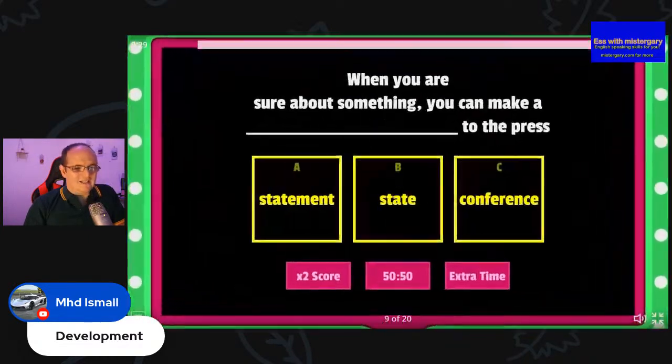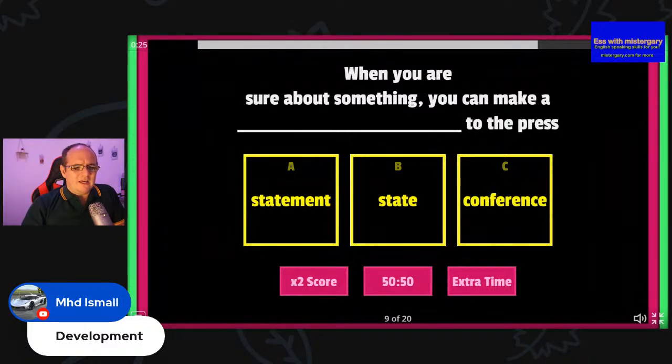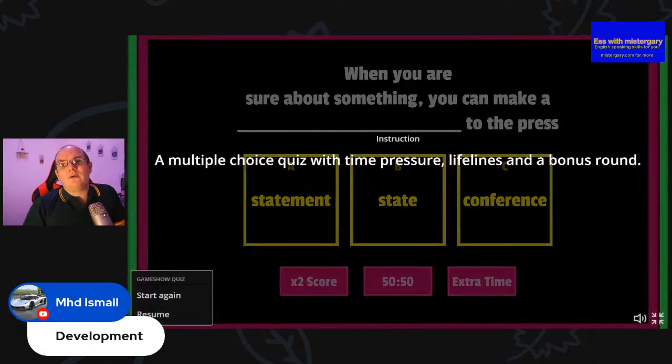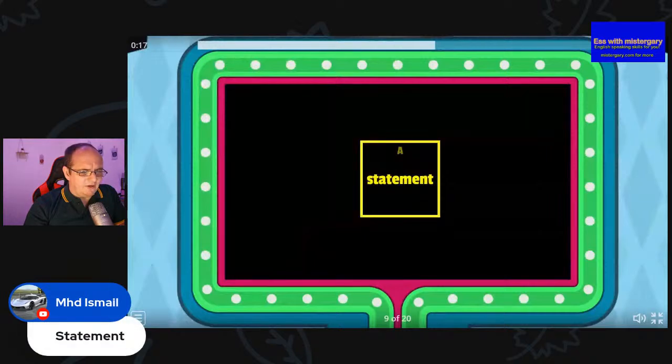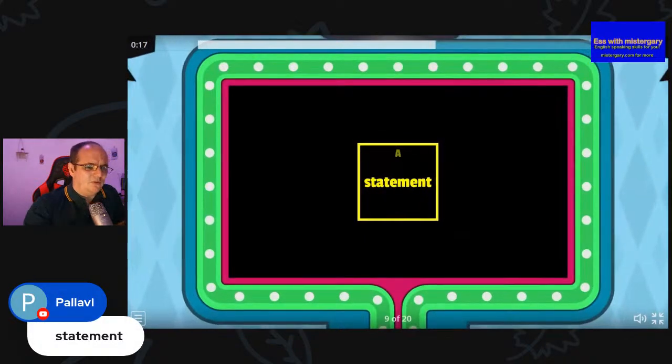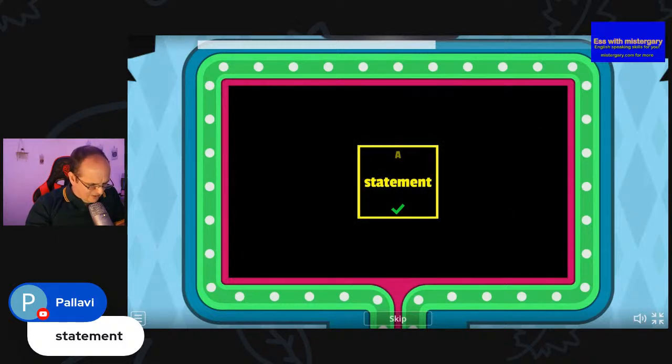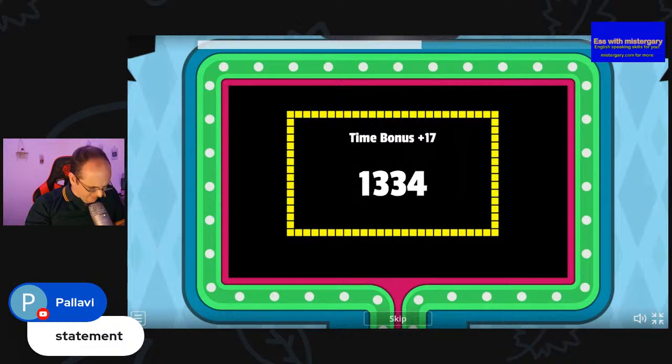All right, here we go. Number 9, guys. When you are sure about something, you can make a blah blah blah to the press. Now, the press is like the media, so newspaper, television companies, internet, news companies, etc. You make something to the press, and collectively they are called the press. People who distribute and create news or report news, they are the press. And Pallavi says statement, Muhammad Ismail says statement also, so let's just go there and check those. Good. Super job as well. I'm so pleased with you two. Always getting those answers.